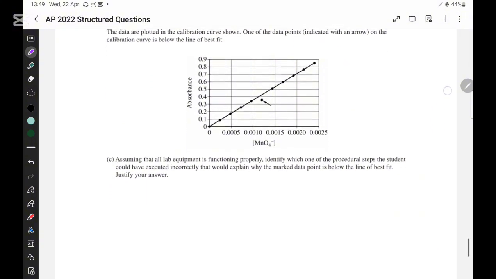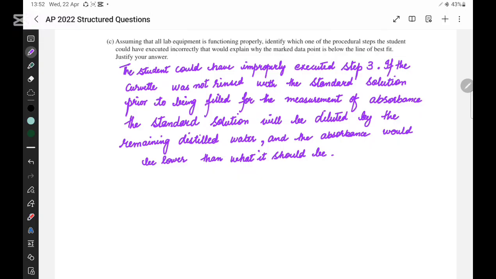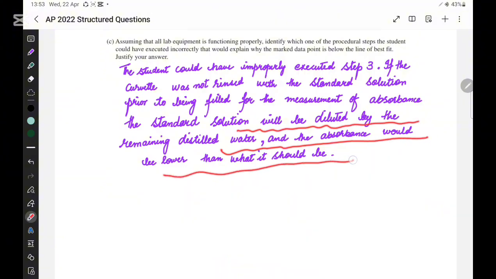So how am I going to write the answer? This is the right explanation for that. The student would have improperly executed step 3, which is the rinsing with the standard solution, and because of that, the standard solution will be diluted by the remaining distilled water and the absorbance would be lower than what it should be.